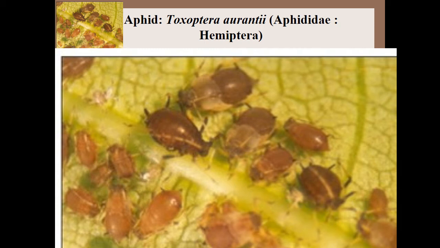growth is stunted, and ants are also attracted to the aphid population for their honeydew, and this honeydew will facilitate the black sooty mold, that is fungus, that will affect the photosynthesis indirectly. Adult is dark brown in color, and we can see both alate and apterous form, that is winged and wingless form of aphid.